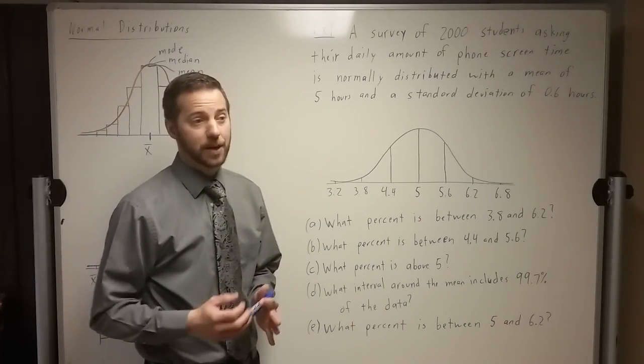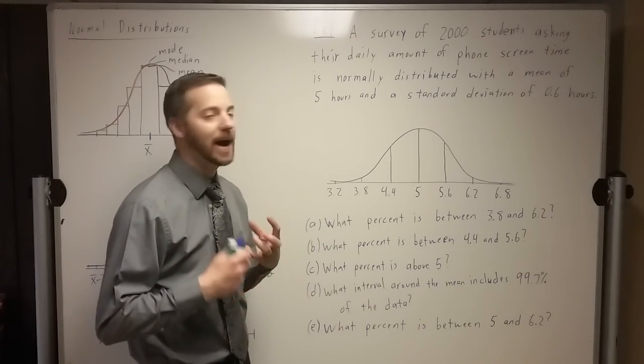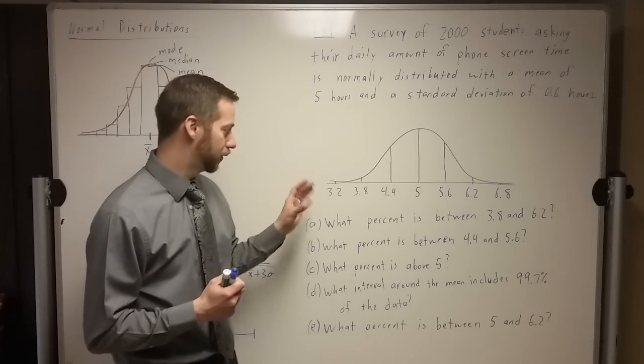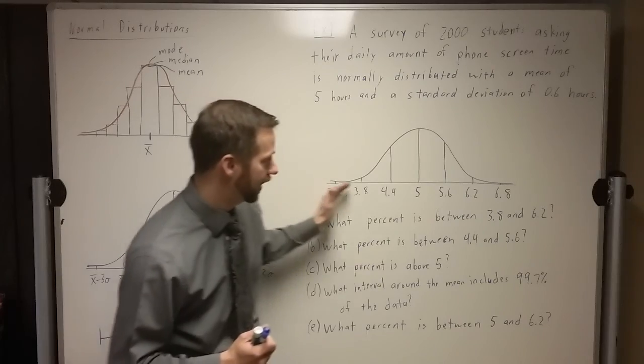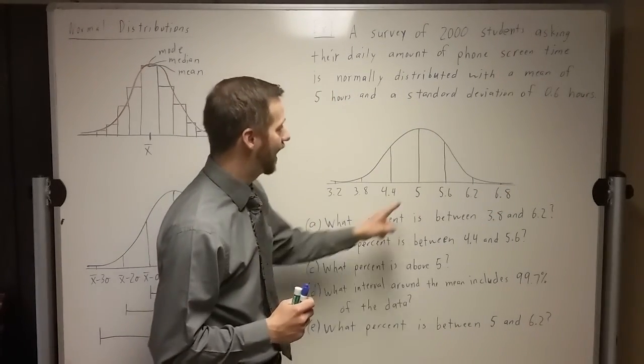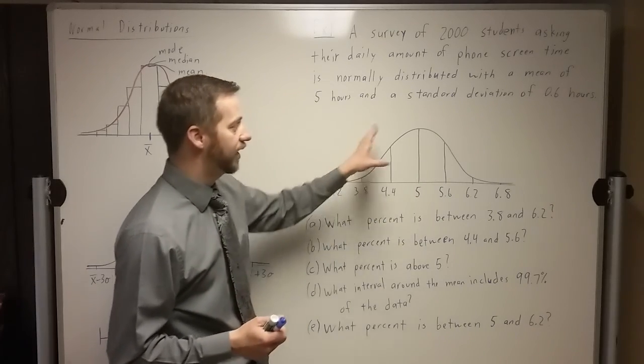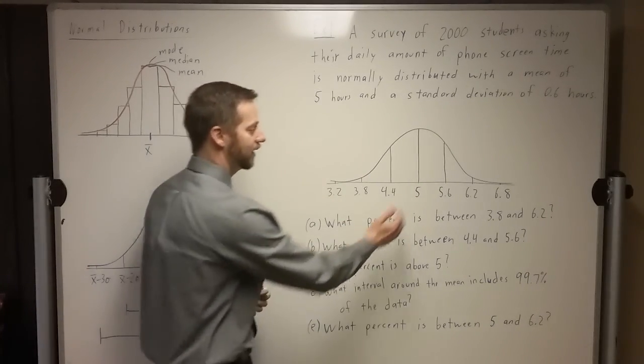And so the first step on one of these, this isn't a necessary step, you could possibly do this without it. I like to have a visual. And so the very first thing I did is I drew a picture of this distribution. Now since the mean is 5, I put that right in the middle. And then since the standard deviation is 0.6, here's what I did to get these other numbers.